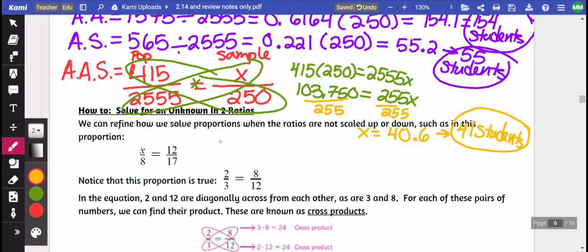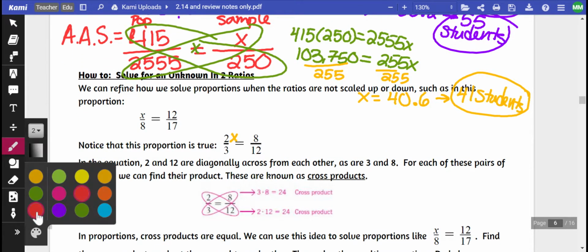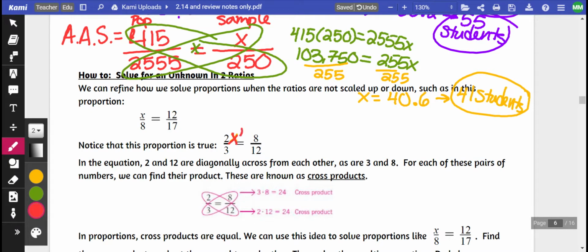So we can refine how we solve proportions when the ratios are not scaled up or down, such as in this next example. When we look at this one, notice that this proportion is true: 2/3 equals 8/12, because you can think, what would I do to 2 to get 8? If you multiplied by 4, you would get 8. And if you do the same to the bottom, you would get 12. So this one was just scaled up by 4.